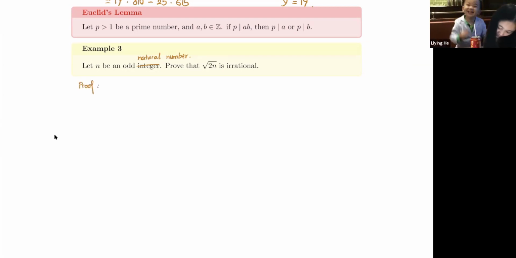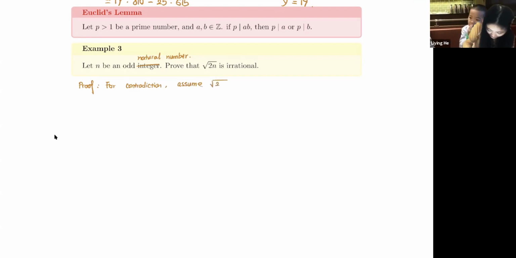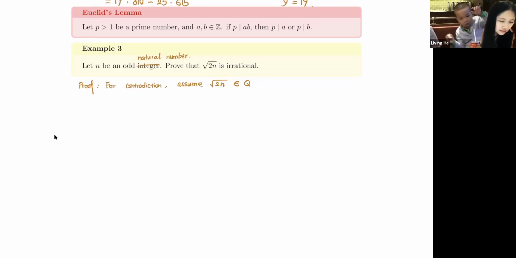So, for contradiction, assume that square root of 2n is a rational number. What time tonight? We can do 7, after 7, is that good? After 7 o'clock. Yeah? Okay, cool. Then after 7. So after 7 p.m. and onwards.